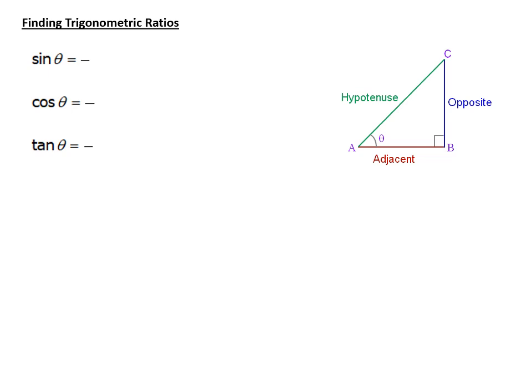And then the longest side in there, the green one, is called the hypotenuse. The side next to theta, besides the hypotenuse, that is making angle theta, that's called the adjacent. And the side across from theta is the opposite.